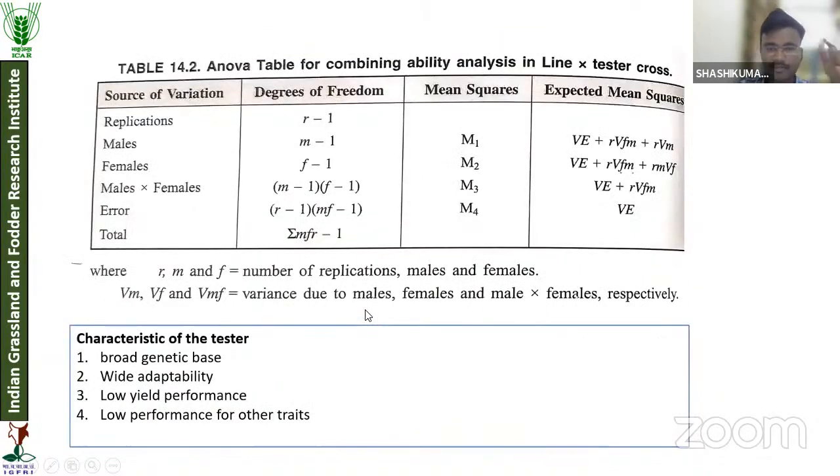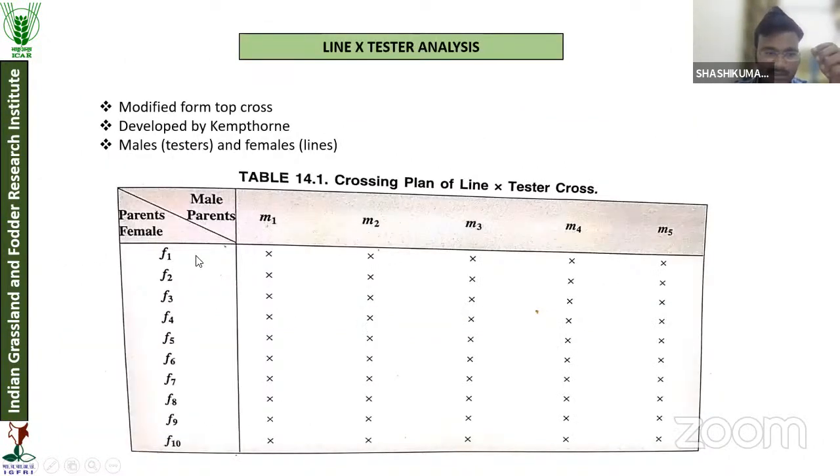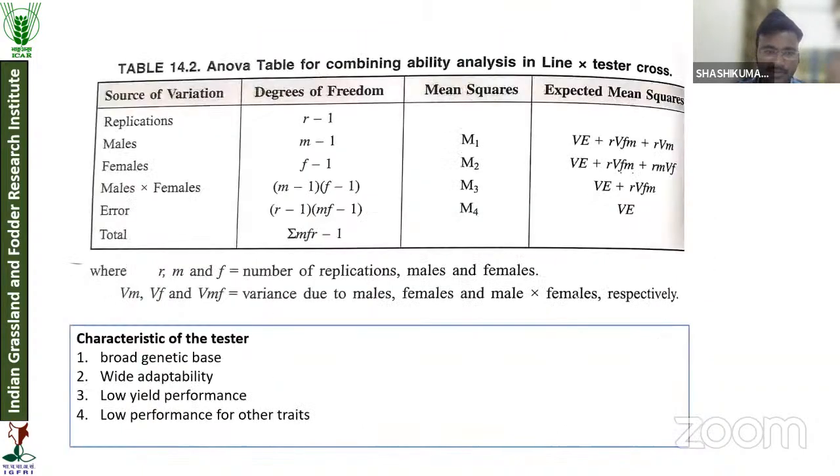So based on this, you select a line. If you select a line which is having high GCA, then you go for development of synthetic varieties or composites. If the line is having higher SCA, then you further test that line with our ruling hybrids. If it is found superior and it is highly adaptable, then you go for release as a hybrid.